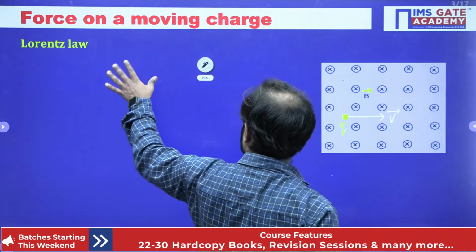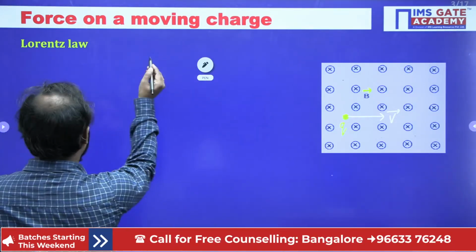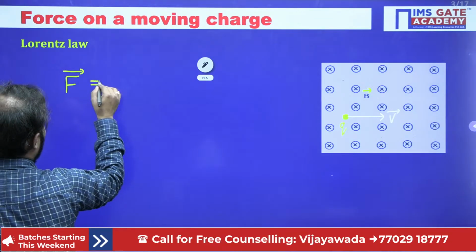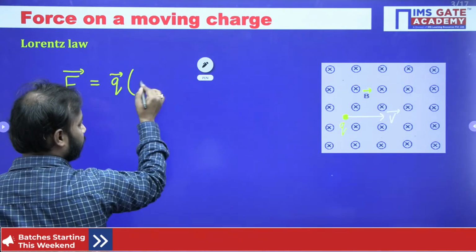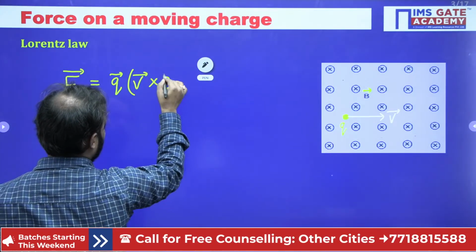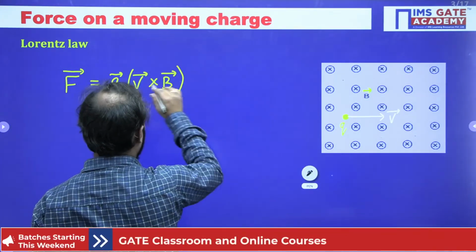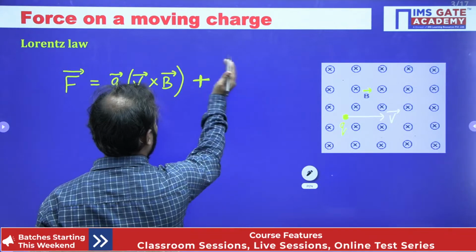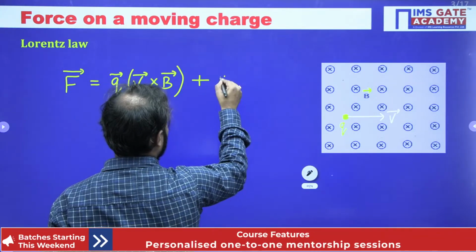Now, what Lorentz said is that whenever a charge is moving, it will experience a force, and that force is given by the vector F equal to Q into V, the velocity of the charge, cross B, the magnetic field density. This is one force, due to the magnetic field. Plus one more force will occur, and that is due to the electric field, so Q into E.